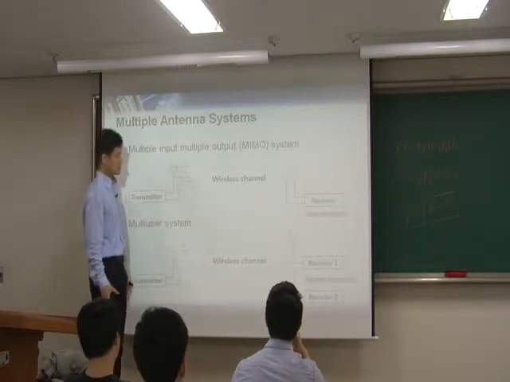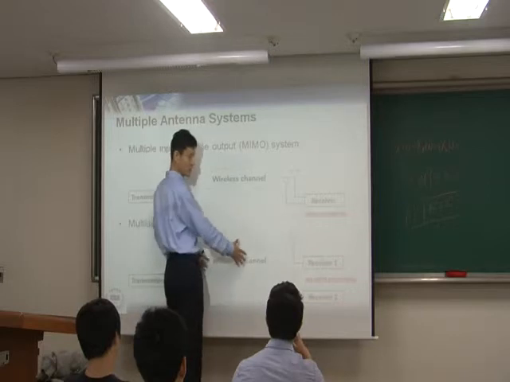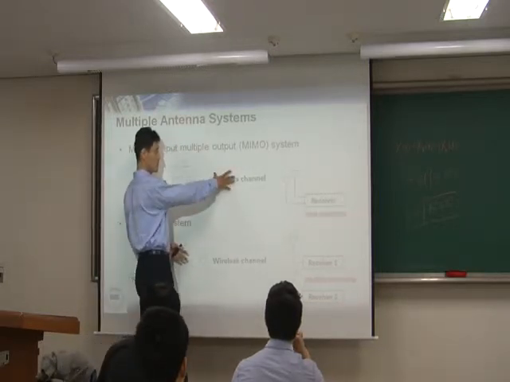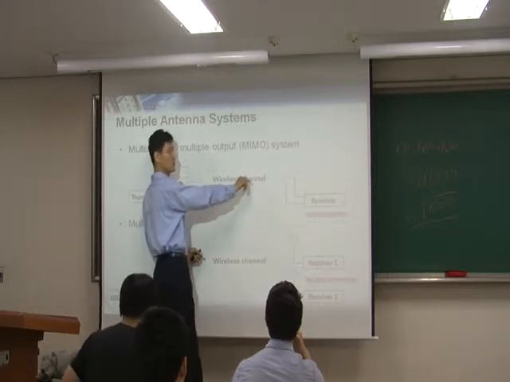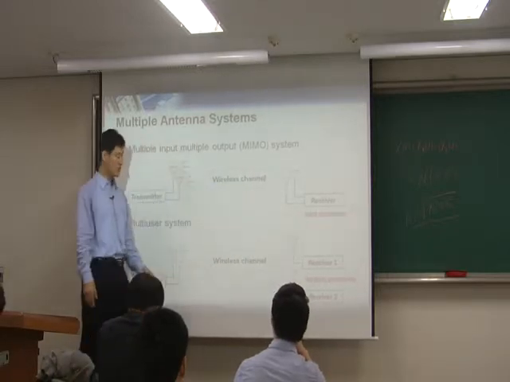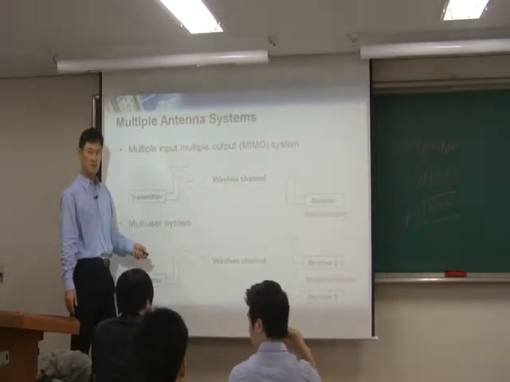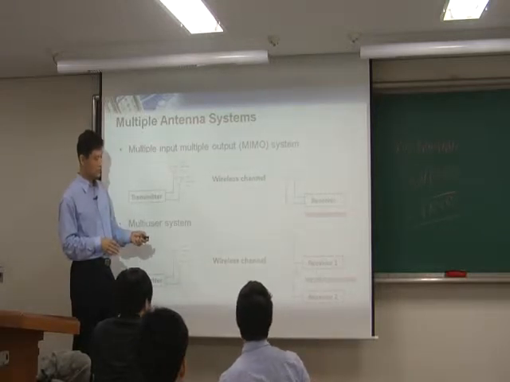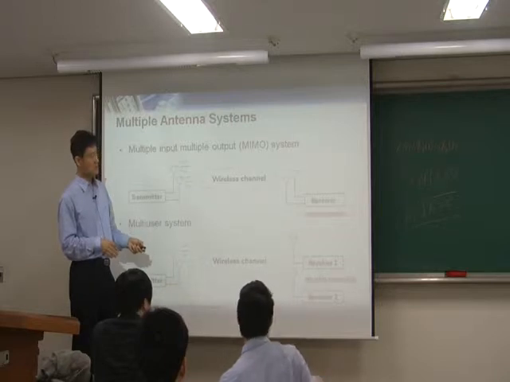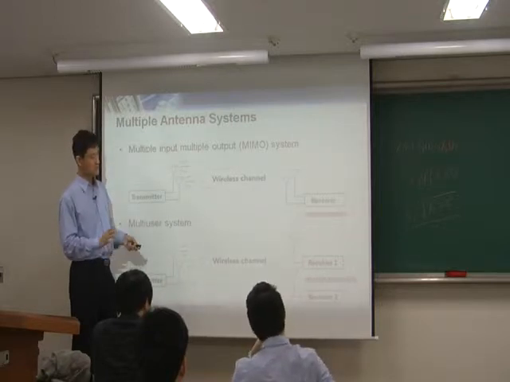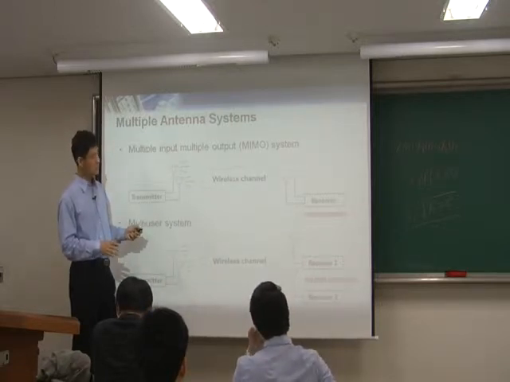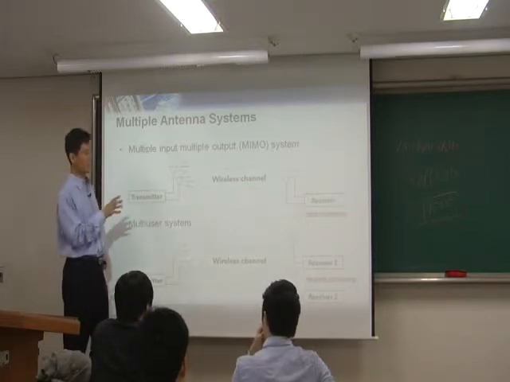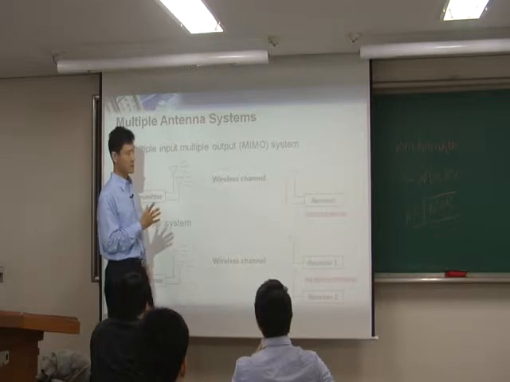The reason is that from the channel perspective, okay, let's look at it from the channel perspective. This one, you have 2 inputs, 2 outputs. This one, again, you have 2 inputs, 2 outputs. It's the same. It doesn't matter whether you have two antennas at one receiver or a single antenna and 2 users. From the channel perspective, you have 2 inputs, 2 outputs. The only difference, however, a very big difference, comes from the processing at the receiver.